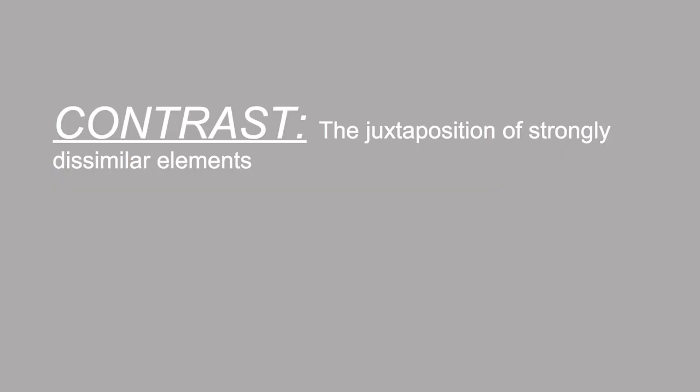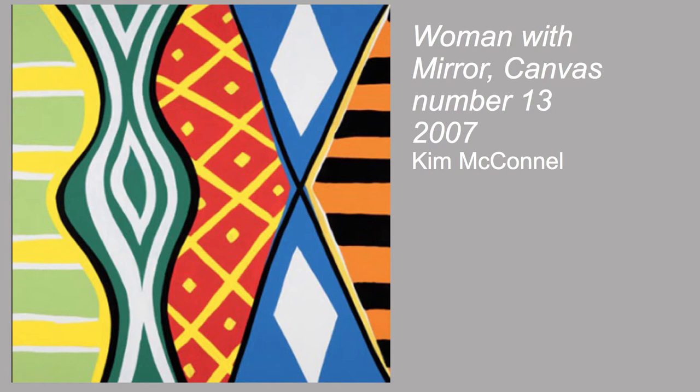Now the next principle is contrast. Contrast is the juxtaposition of strongly dissimilar elements. What that means is, in this painting, Woman with Mirror by Kim McConnell, there's contrast of all these different elements. They're contrasted in color: there's green, red, orange, yellow, blue, black, and white. Then there is contrast in shapes: there are geometric shapes and organic shapes. Then there is contrast in lines: there are curved lines, thick lines, thin lines, and straight lines. Contrast is really just these opposing forces of elements put together.